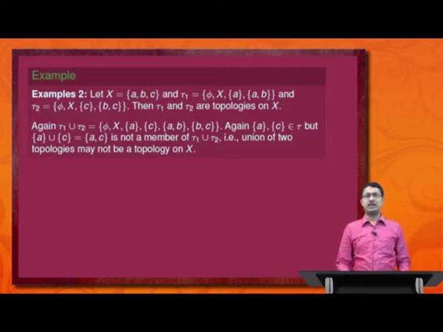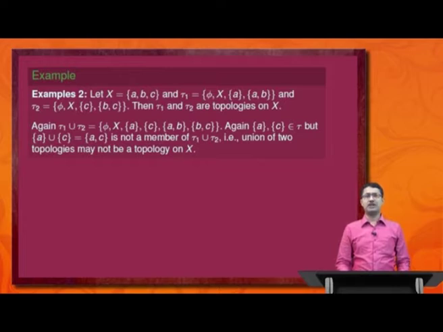Again, singleton A and singleton C belong to the union, and A and C are open sets, and their union is equal to AC, but AC is not a member of the union tau1 union tau2. That implies the union of two topologies may not be a topology on X.